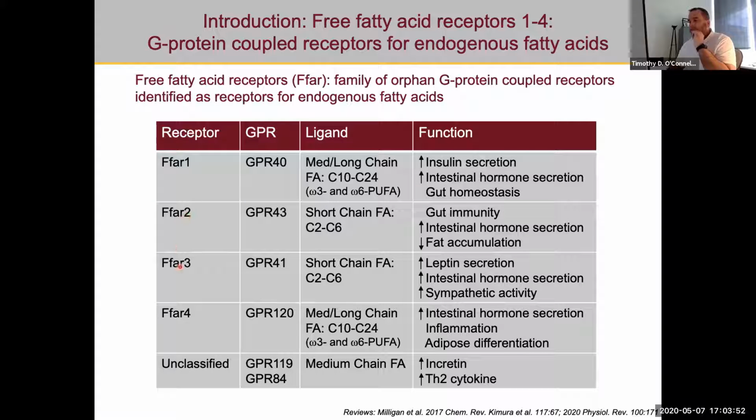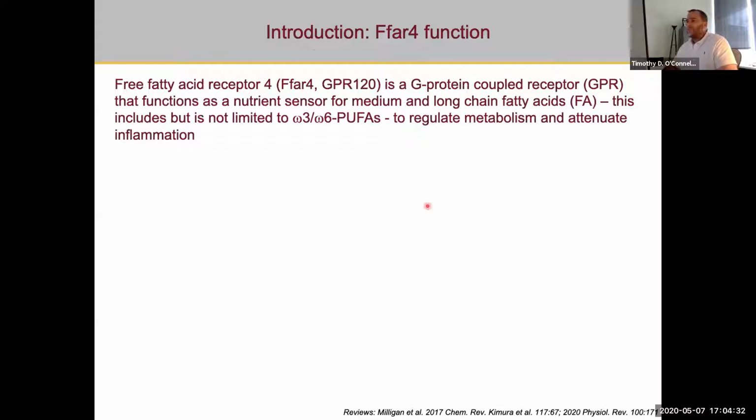Now, FFAR2 and FFAR3, formerly known as GPR43 and GPR41, are receptors for short-chain fatty acids, carbon chains of 2 to 6. They're primarily expressed in the intestines, but FFAR2 is also found in adipose tissue, and they regulate intestinal homeostasis and immune responses. Conversely, FFAR1 and FFAR4, formerly known as GPR40 and GPR120, are receptors for medium to long-chain fatty acids, carbon chains of 10 to 24, which would include omega-3 and omega-6 polyunsaturated fatty acids that many of you are familiar with. And most of the work to date has focused on their role in regulating metabolic and inflammatory responses. So let's talk a little more specifically about FFAR4.